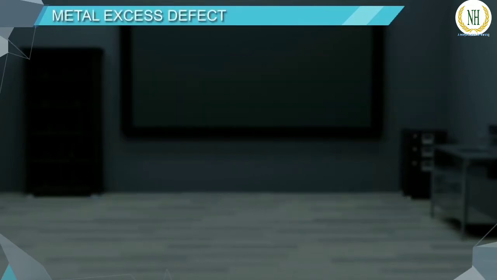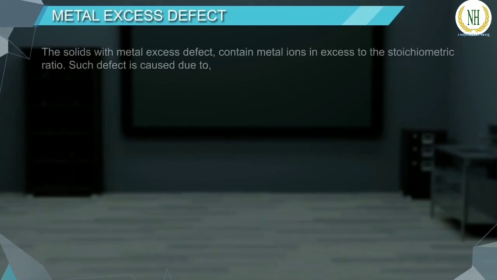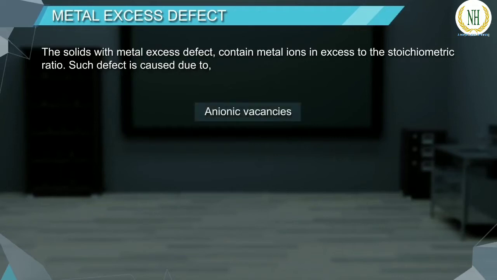Metal excess defect. The solids with metal excess defect contain metal ions in excess to the stoichiometric ratio. Such defect is caused due to anionic vacancies, or excess of extra cations at the interstitial site.